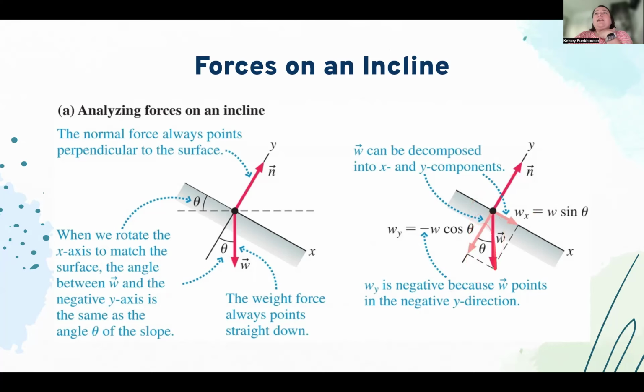But what we're going to find with tilting our axes is that the y component is going to be cosine and the x component is going to be sine. And like I said, we'll look at this more, but it's because when you tilt the axis, the angle of the incline is also the angle between the weight force and the negative y-axis. But again, I'll show you more on that.